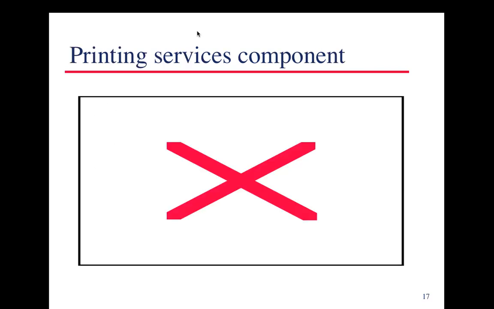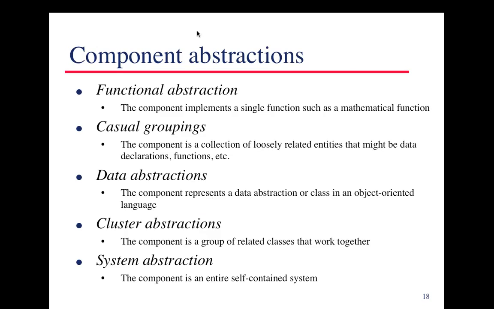So that was a picture of something I don't even remember. Let's see. Component abstractions. Here's the vocabulary. We have functional abstraction, casual groupings, data abstractions. Most of you are familiar with functional abstractions and data abstractions if you're programming. Cluster abstractions, system abstractions, just different levels and different vocabulary words to explain the different levels. It's the viewpoint. It's how you're viewing it, what label you're putting on the particular components.